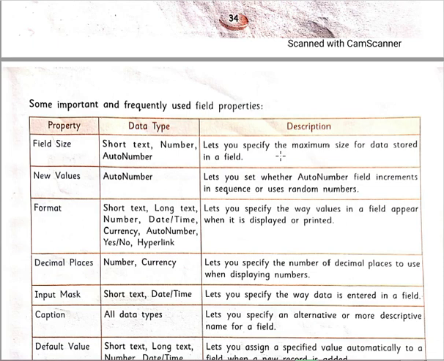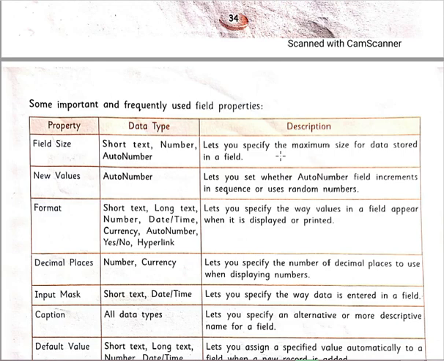Next is our input mask. Input mask comes under the data types short text or date and time. It lets us specify the way data is entered in a field, how we enter it, whether it is short text or we are entering a date and time, like that.